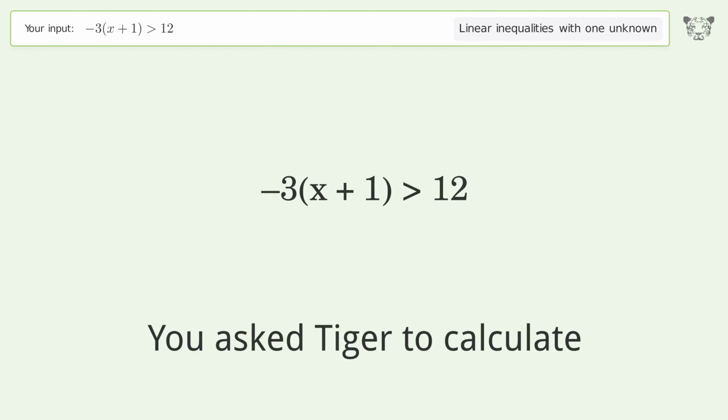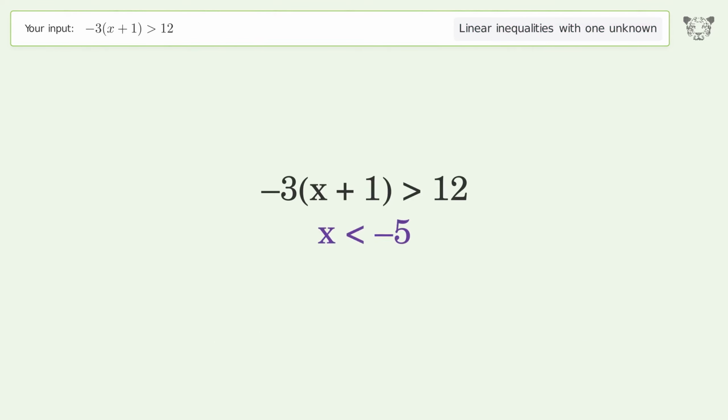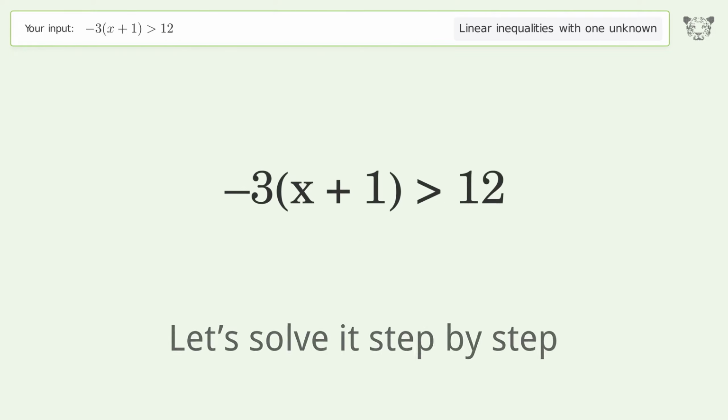You ask Tiger to calculate. This deals with linear inequalities with one unknown. The final result is x smaller than -5. Let's solve it step by step.